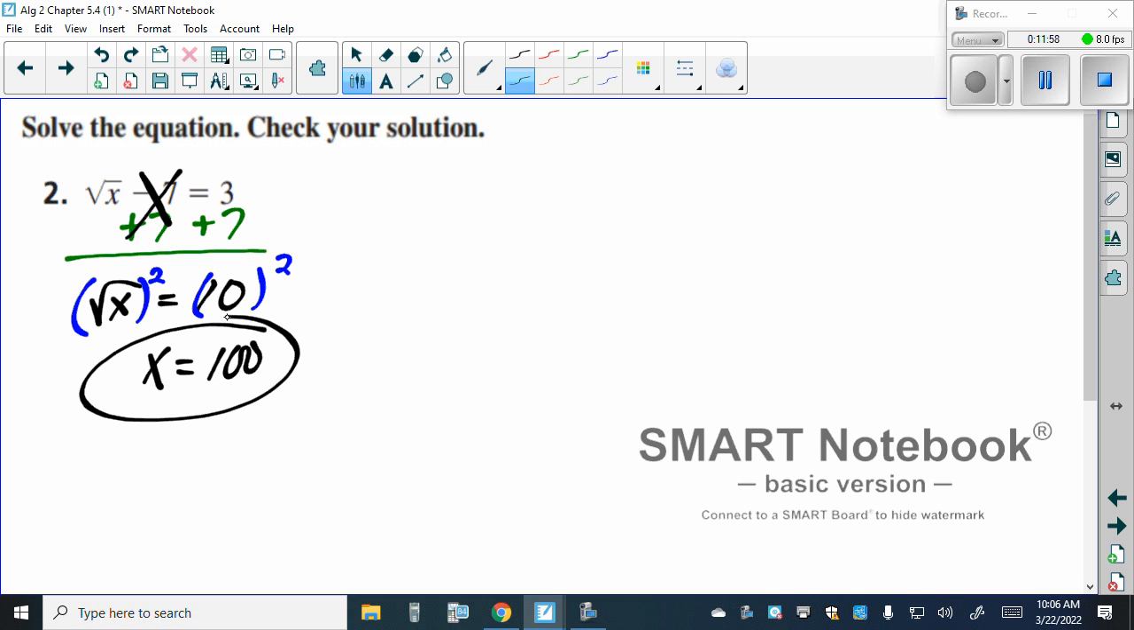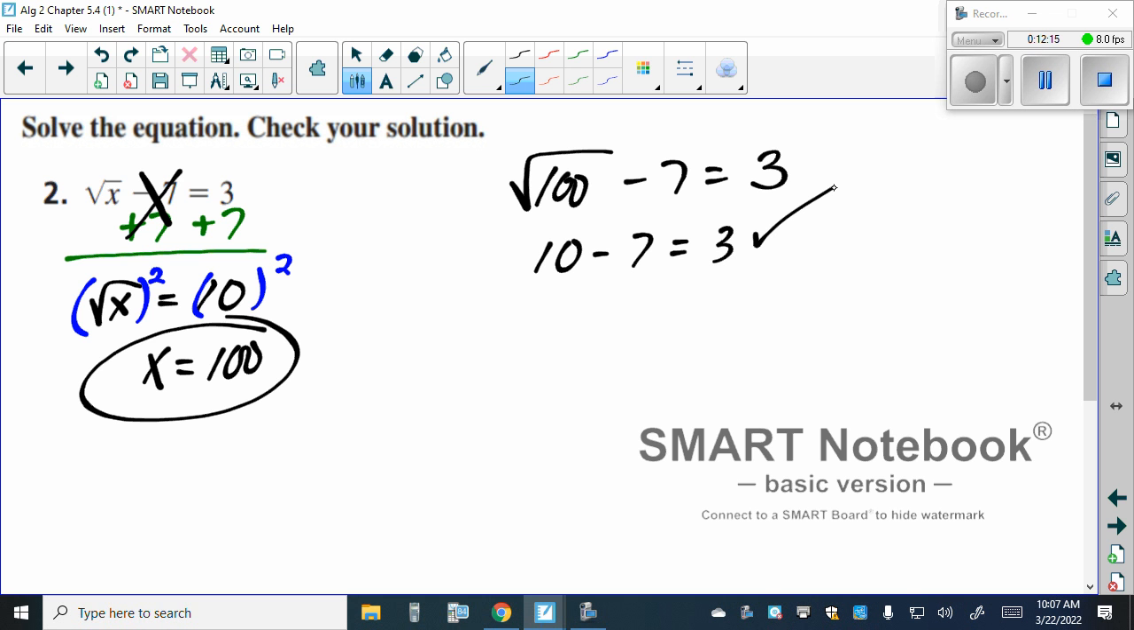100. And then we could plug it back in to make sure that this is correct, and yes, it would be. We could say that the square root of 100 minus 7 is equal to 3. Square root of 100 is 10, and 10 minus 7 is indeed 3. So the correct answer is 100. Any questions on this here? Okay, let's go on and look at the next one.